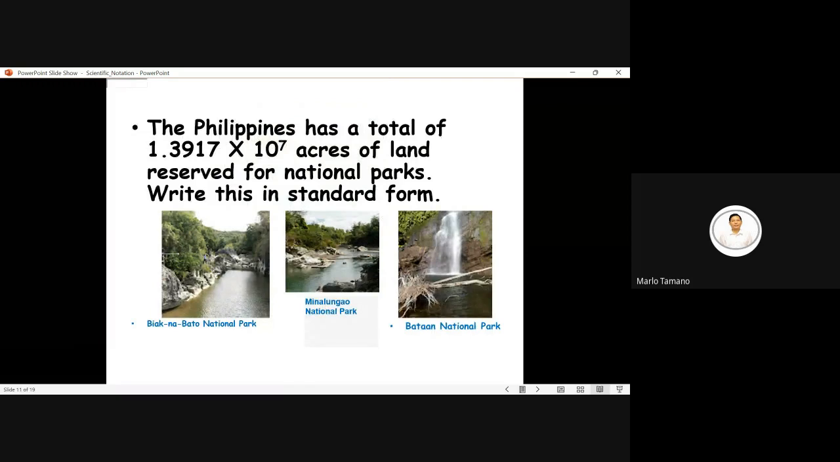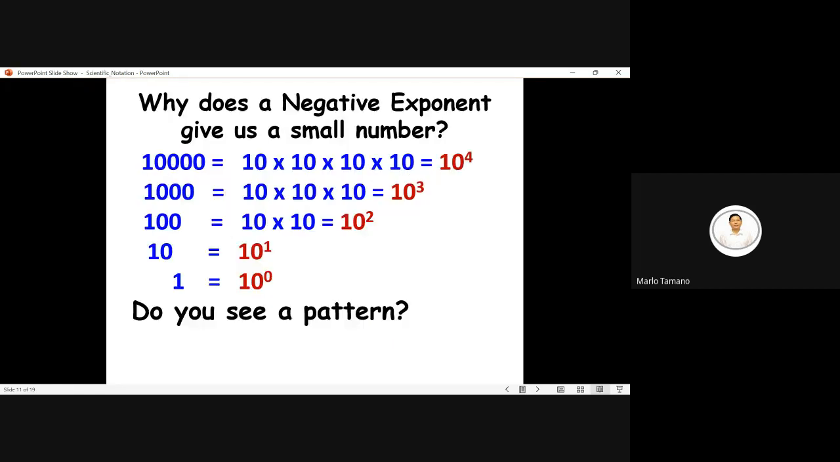Next. The Philippines has a total of 1.3917 times 10 to the 7 acres of land reserved for national parks. Write this in standard form. 13,917,000. Okay, so we have 13,917,000 acres. Very good.